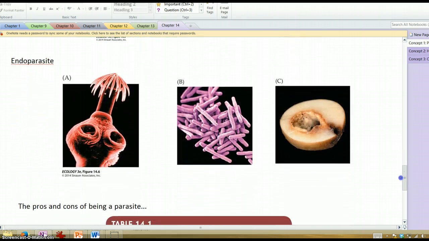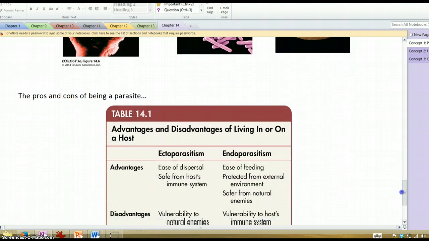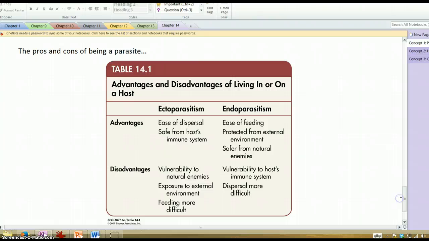Ectoparasites. Endoparasites live inside their host, and the tapeworm being a classic example in mammals. Here's Mycobacterium tuberculosis, this bacterium that gets in our lungs and resides there and causes all sorts of havoc. This one I believe is a fungus that infects potatoes and causes them to rot. Endoparasites.